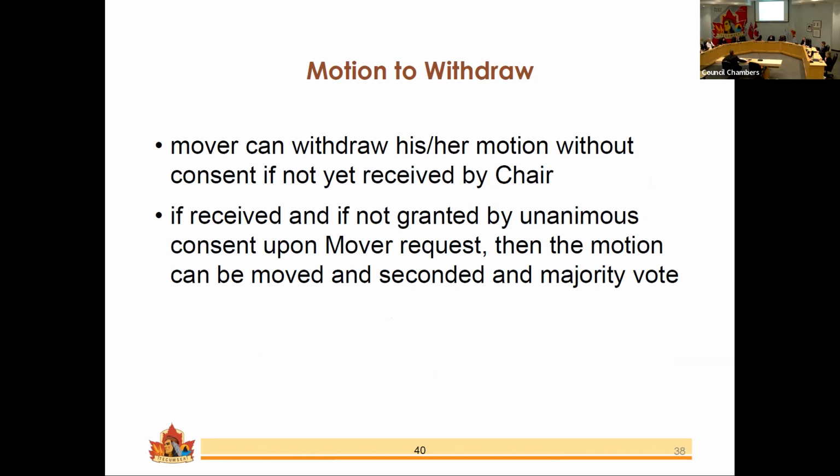And then finally, motion to withdraw. Sometimes a mover will change their mind depending on the discussion that has evolved. And if that's already been received, there's been a mover and a seconder on that, normally, if you have absolute consent by the other members, then that can be withdrawn, or there could be a vote on that motion to withdraw. But normally speaking, councils will operate on consent.